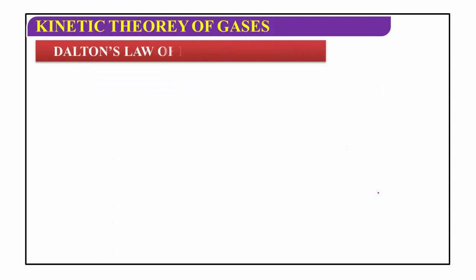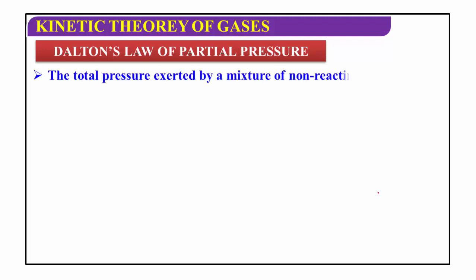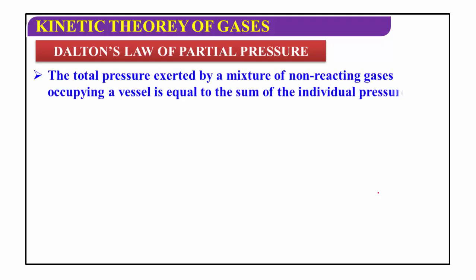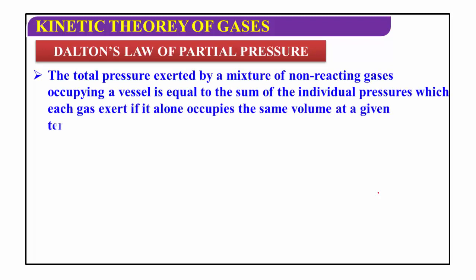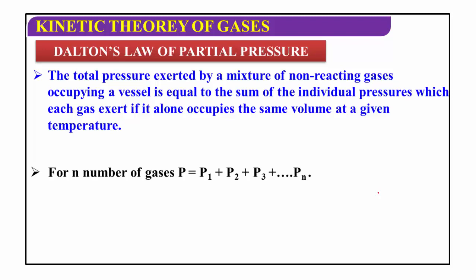And the fourth one is called Dalton's law of partial pressure. This is also called Avogadro law in your chemistry subject. But in physics we use Dalton's law of partial pressure. The total pressure exerted by a mixture of non-reacting gases occupying a vessel is equal to the sum of the individual pressures which each gas would exert if it alone occupied the same volume at a given temperature. For n number of gases, we use Dalton's law of partial pressures, that is P is equal to P1 plus P2 plus P3 and so on up to Pn.